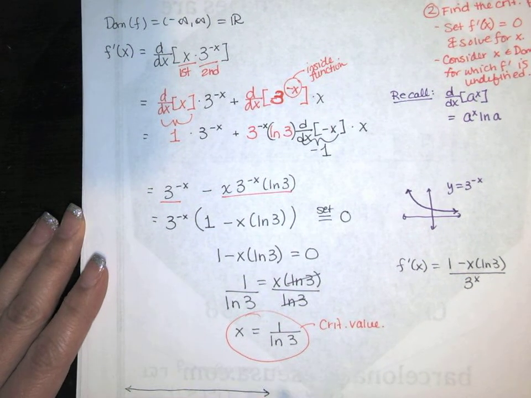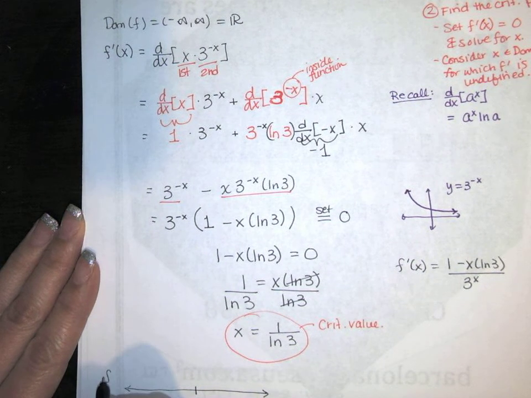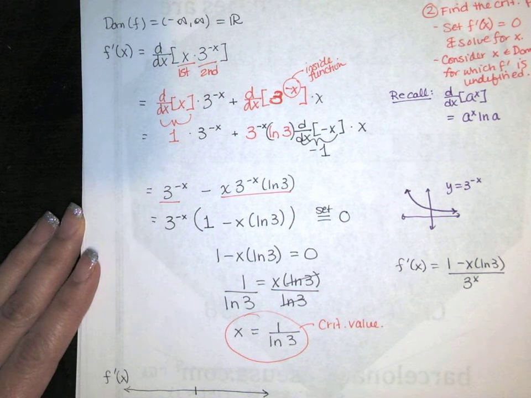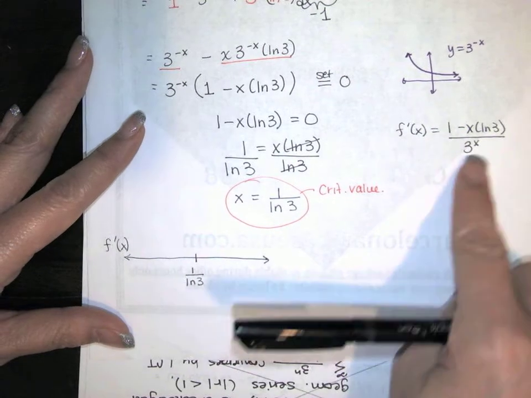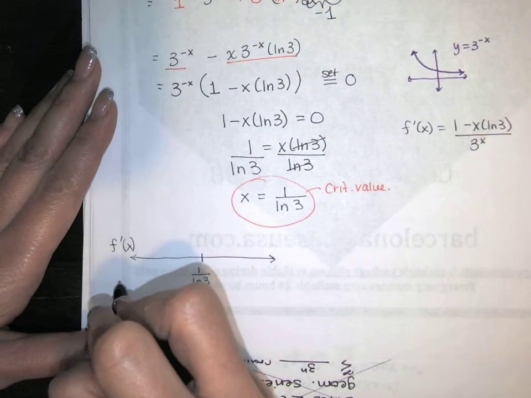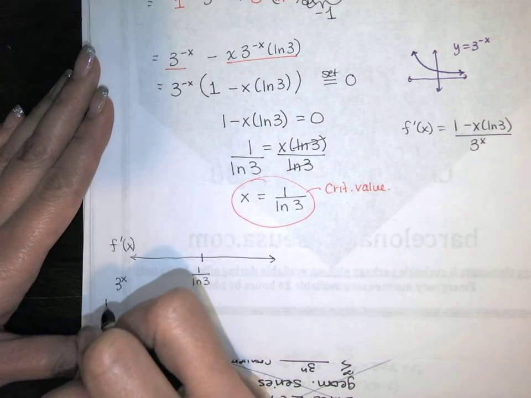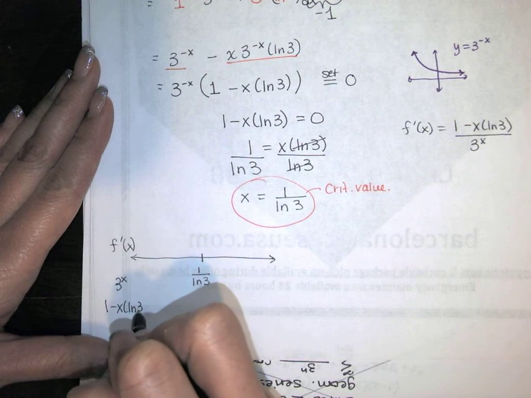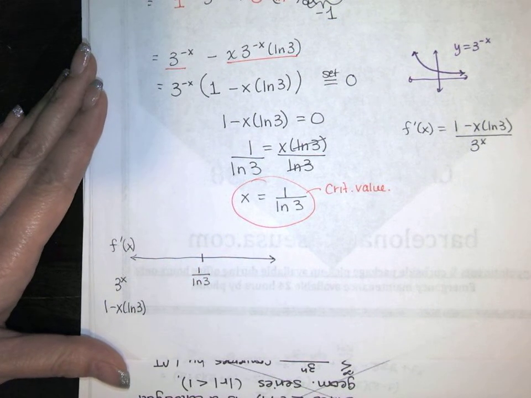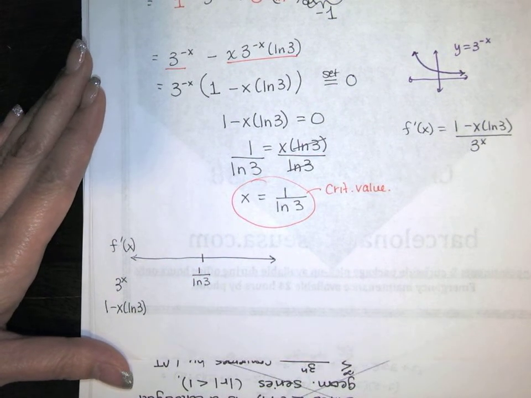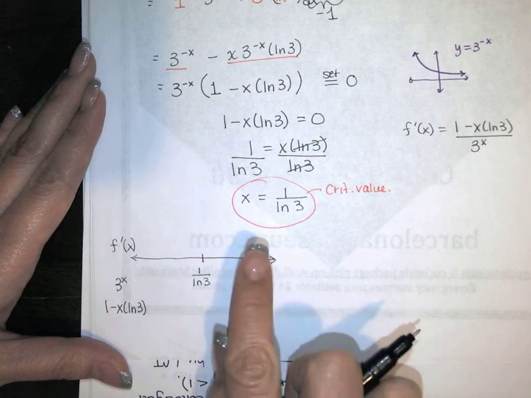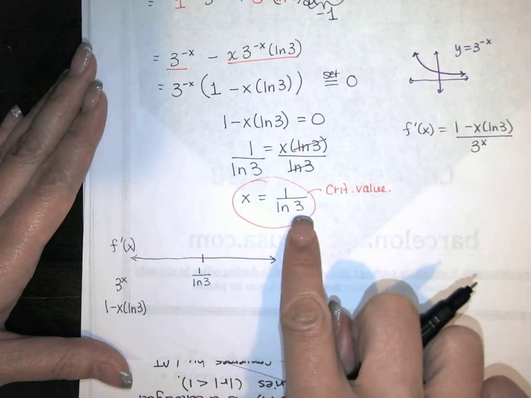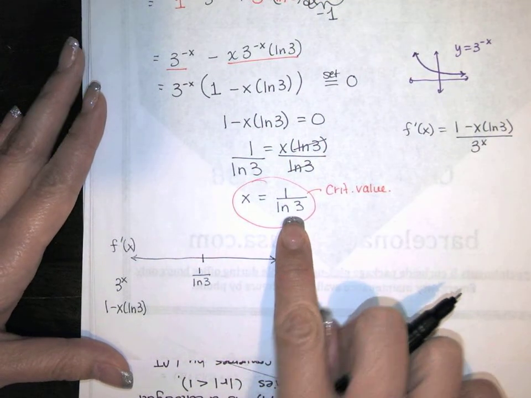In order to do that, we make a sign chart, put our critical value on the number line, and I like to put all of the factors of f prime of x below the number line. I think I'm going to use this version of it. 3 to the x is one factor, it's in the denominator, and 1 minus x times natural log of 3 is in the numerator. So I've got a number divided by a number. The signs of those numbers determine the sign of f prime. And remember, f prime is 0 right here. So you have a 0 slope at that x value.